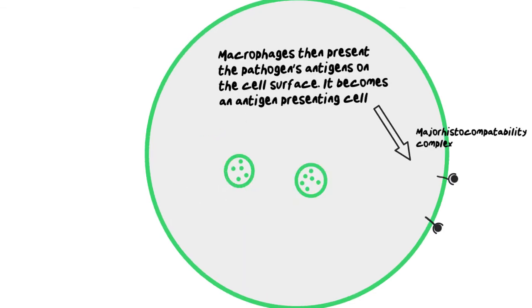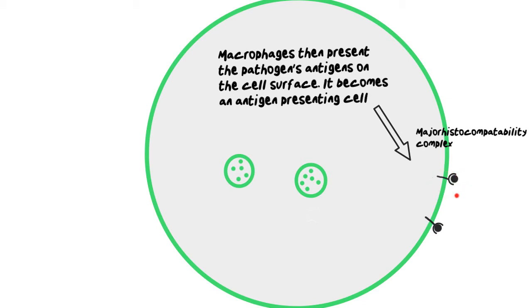So once the pathogen's been digested within the phagolysosome, we have two possible outcomes. If the white blood cell in this process is a neutrophil, then that would be the end of the story. The pathogen's been digested, and that's that. If, though, it is a macrophage, then this cell will do something quite different. It will present the antigens on its cell surface.